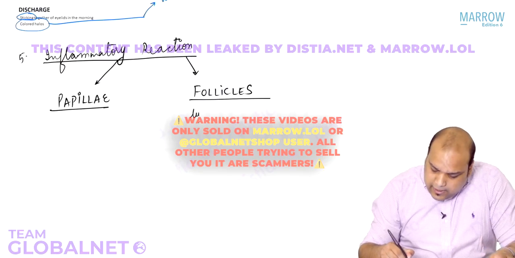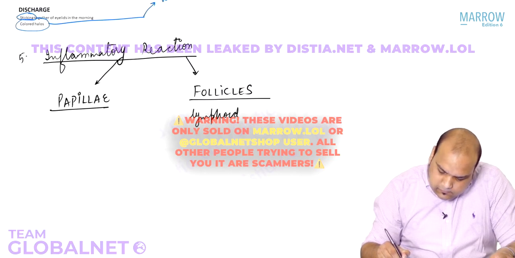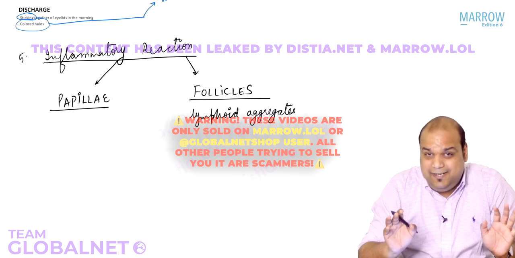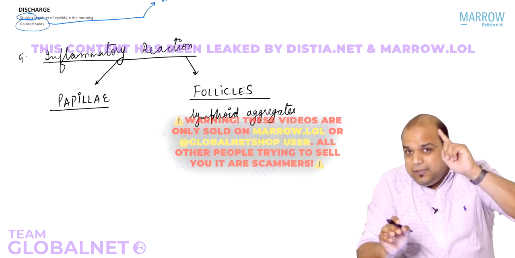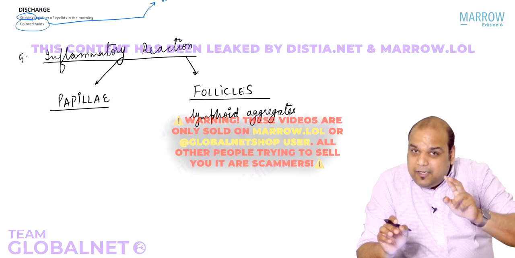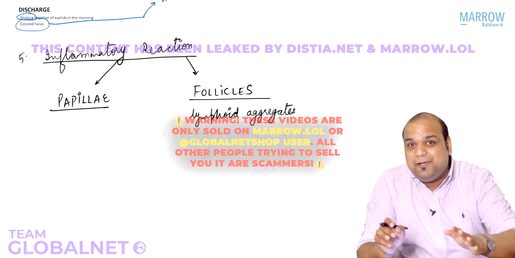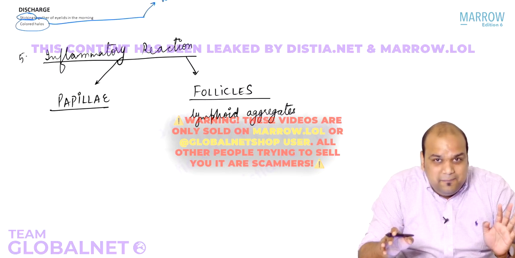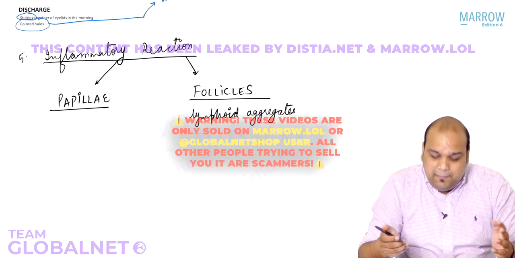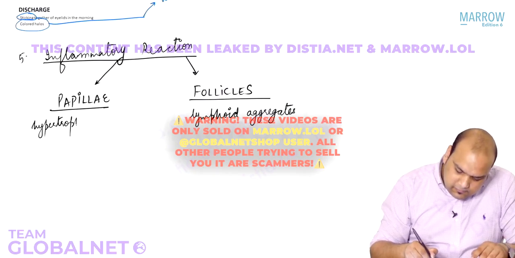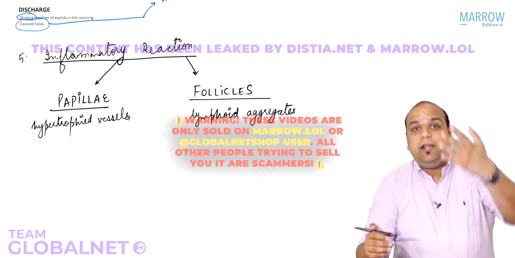Follicles are lymphoid aggregates. Okay? Follicles are lymphoid aggregates. So if we correlate it with the anatomy, the lymphatic layer is formed after 3 months of age. So for the first 3 months, you will never be able to see any follicles. Am I clear to everybody? Then what are papilla? Papilla are basically hypertrophied vessels. So that's a vascular abnormality.